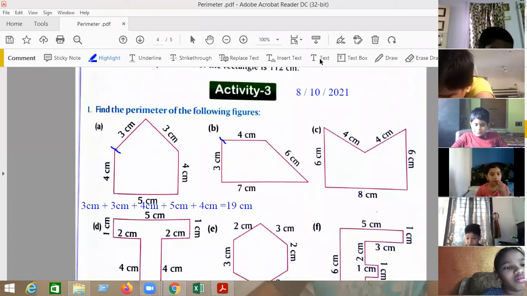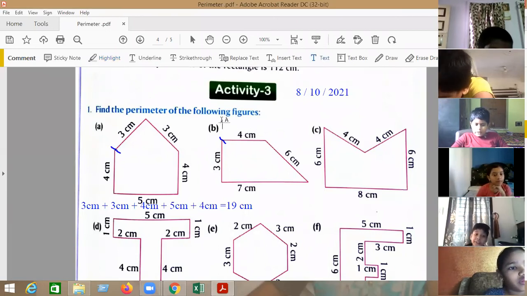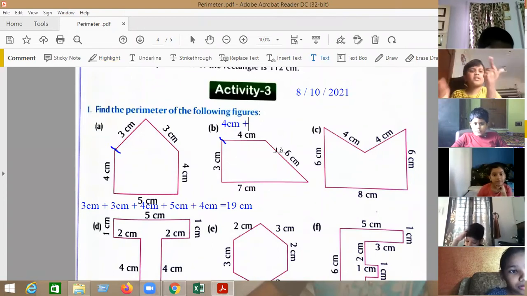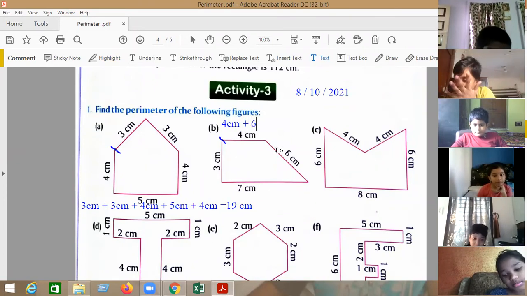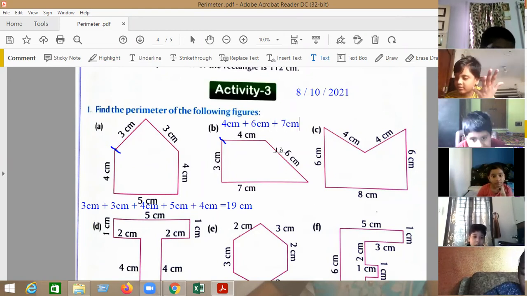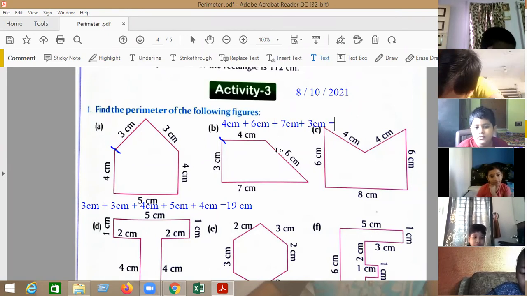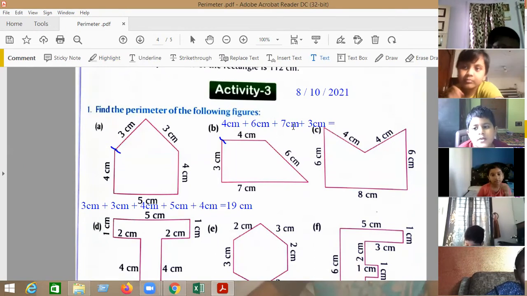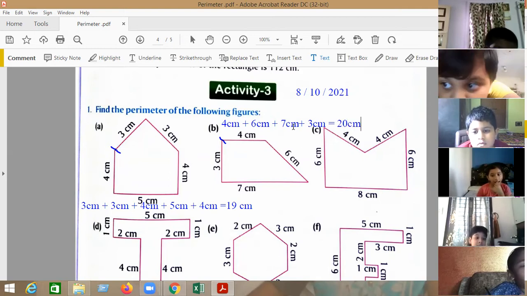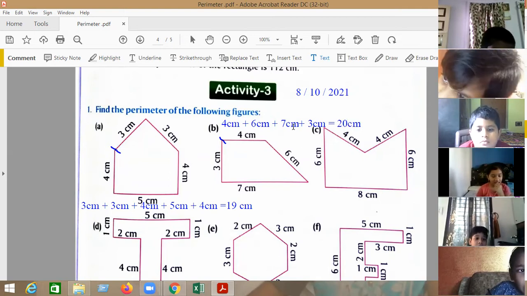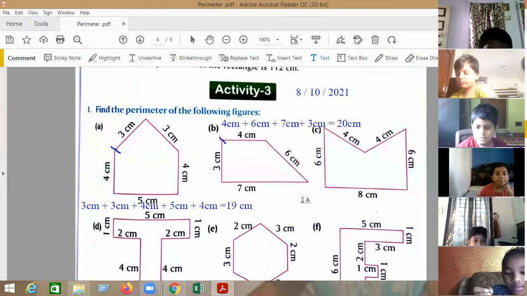Very good. Now, what is the answer? Here I don't have space below, so I'm writing up: 4 centimeters plus 6 centimeters plus 7 centimeters plus 3 centimeters. So what is the answer now? 20 centimeters. Very good. Is it clear now, children? It's very clear.